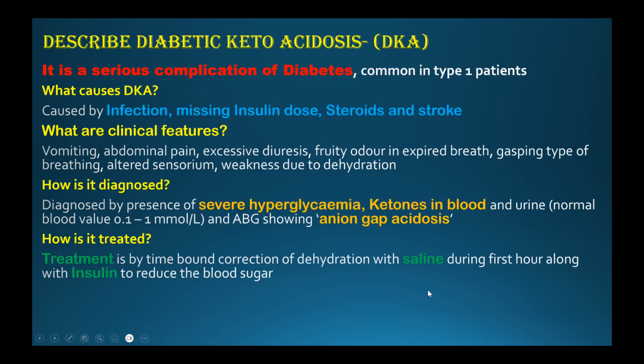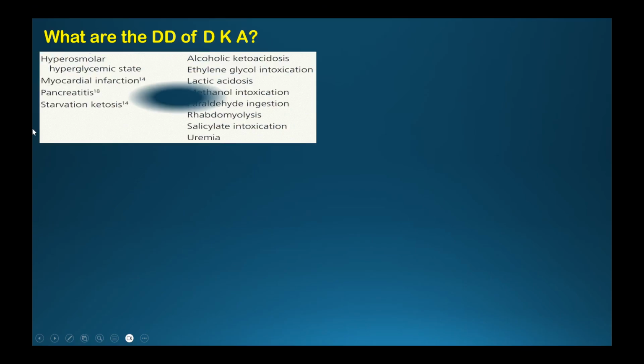And if necessary, if the potassium goes below 3.5, you have to supplement potassium also under ECG monitoring. The treatment is by time-bound correction of dehydration with saline during the first hour, along with insulin to reduce the blood sugar. The correction of hypokalemia is from the second hour when blood sugar reduces.